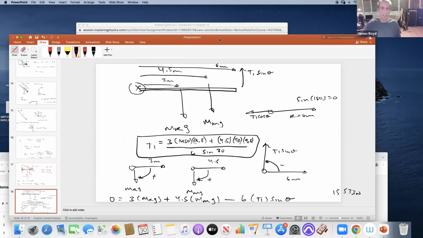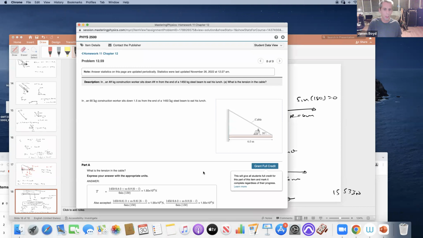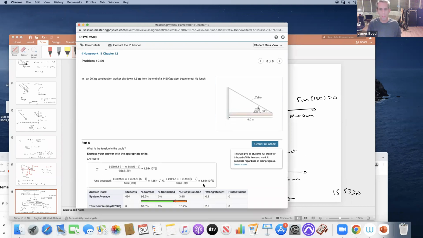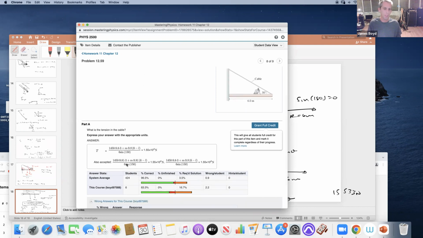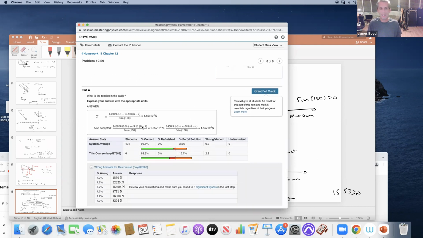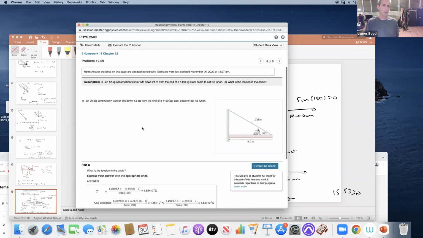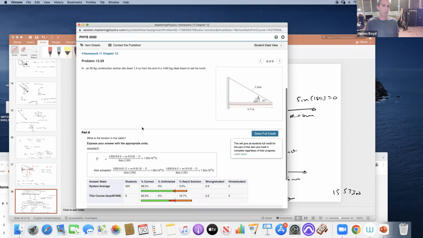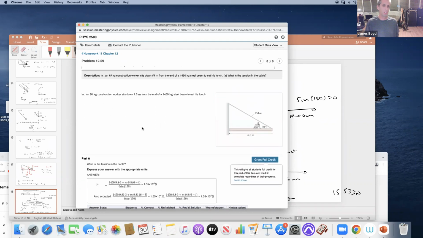15,533 newtons is my tension. Yep. 1.55 times 10 to the 4th. Okay. They wrote it weird. And they actually 6 minus L. What are they calling their L? I don't know what they're doing with that L. It's so weird. I don't know what they're doing here.